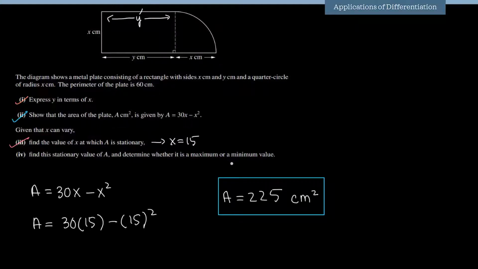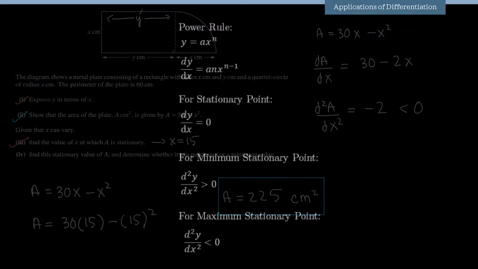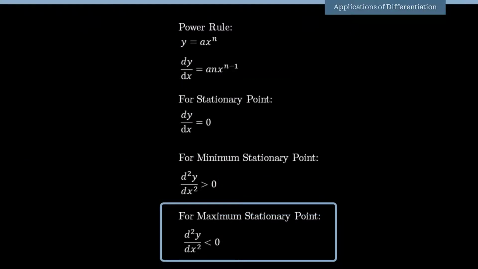Now to find whether it's a maximum or a minimum value, we take the double derivative. I erased the solution to the previous part in which we found the first derivative, which we could differentiate again to find the double derivative. So I'll just find the first derivative again. The equation for area is 30x minus x square. So the first derivative dA upon dx would be equal to 30 minus 2x. Now if I differentiate this again, the double derivative d square A upon dx square would be equal to minus 2. And you can see that the double derivative is less than 0. And when the double derivative is less than 0, the stationary point is a maximum stationary point.